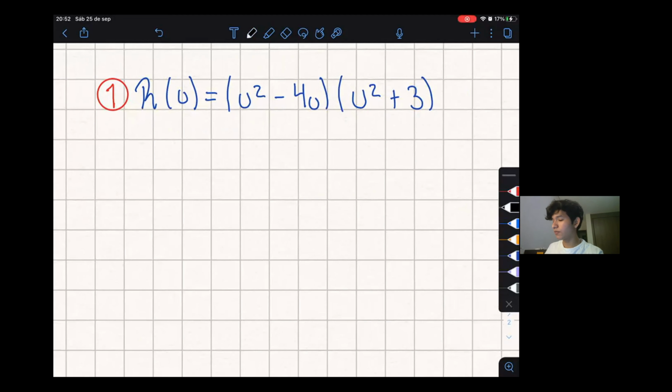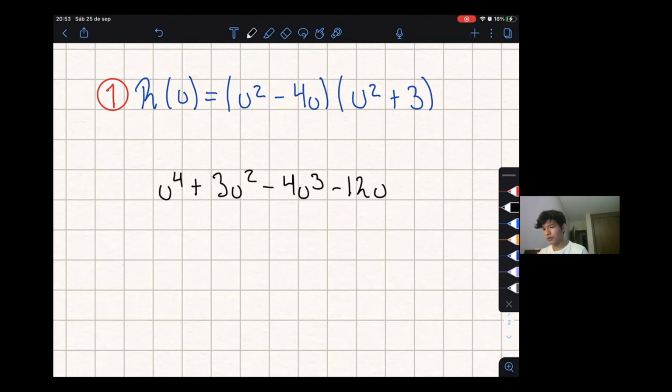u raised to the 2 times u raised to the 2 is equal to u raised to the 4, and u raised to the 2 times 3 is equal to 3u raised to the 2. We continue with the minus 4u, which is equal to minus 4u times u raised to the 2, equal to minus 4u raised to the 3. And finally, we obtain minus 12u, multiplying the minus 4u times 3.